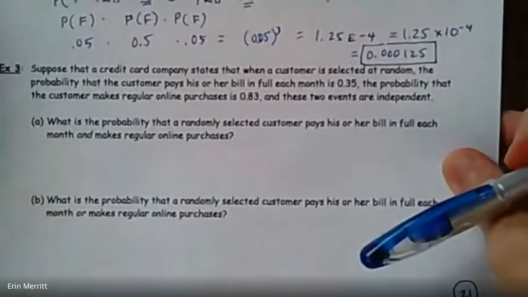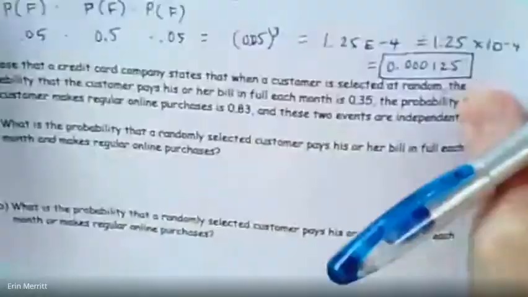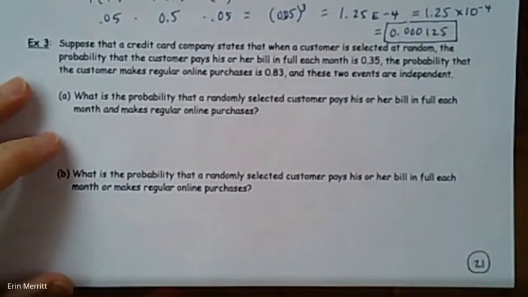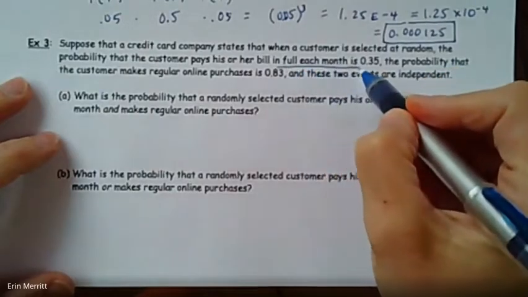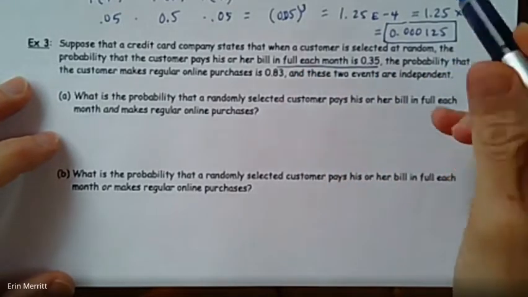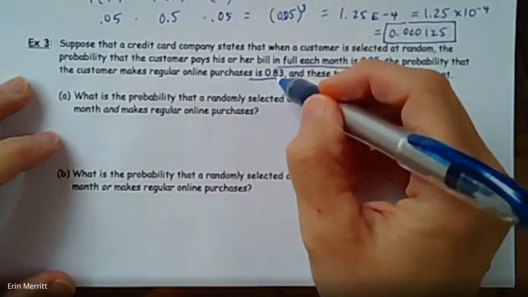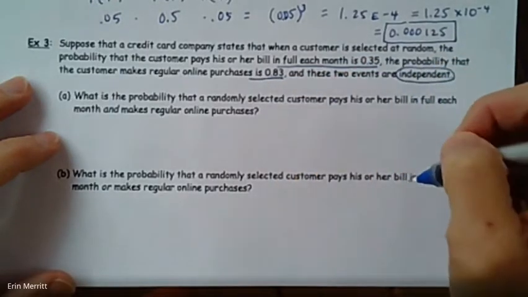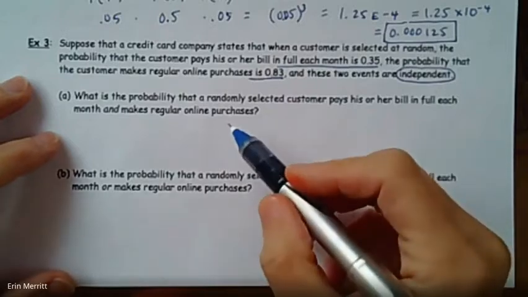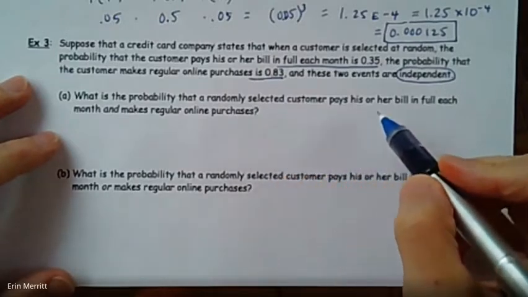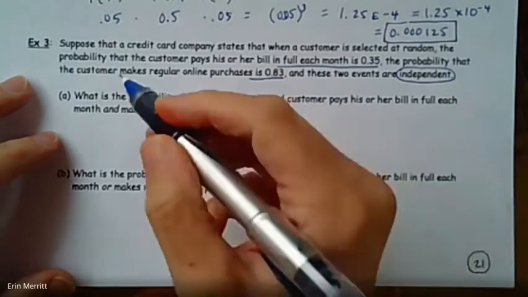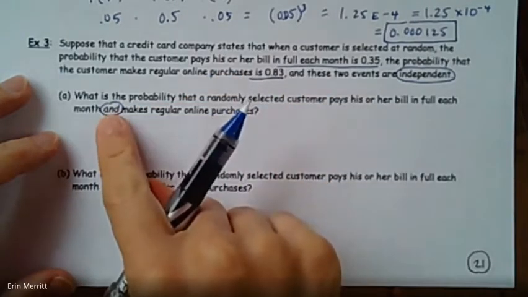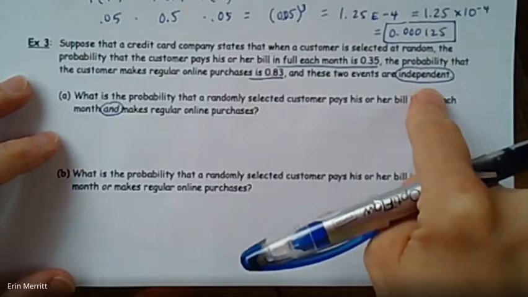Let's slide it up. It says, suppose that a credit card company states that when a customer is selected at random, the probability that the customer pays his or her bill in full each month is 0.35. Probability the customer makes regular online purchases, no shock, 0.83. And these 2 events are independent. All right. What is the probability that a randomly selected customer pays his or her bill in full and makes regular online purchases? If we see and we know they're independent, we're just simply taking the product.